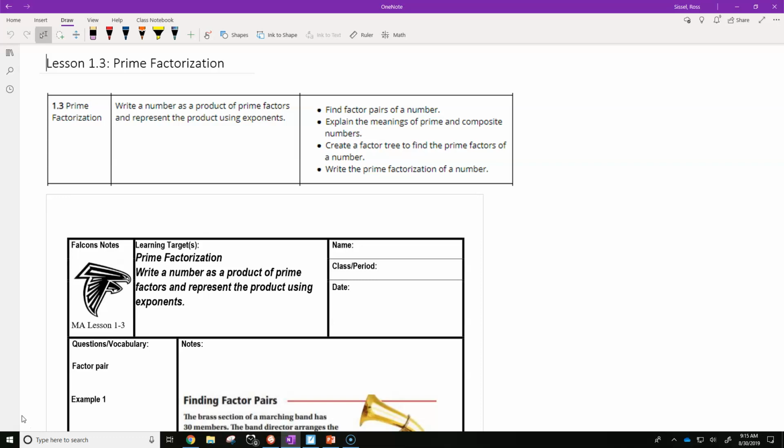1, 2, 3, 4. 1, 2, 3, 4. 1, 2, 4. 1, 2, 3, 4. So there you go. There's your notes.